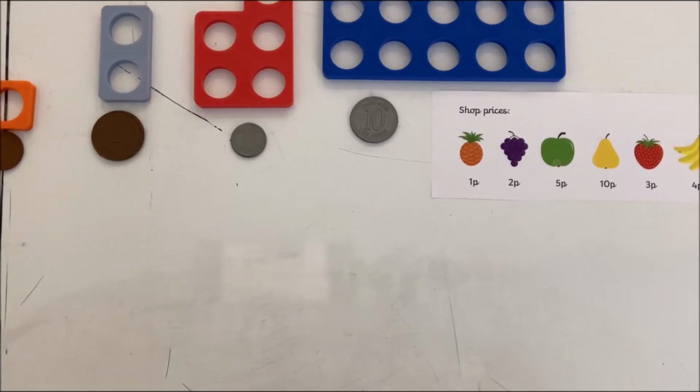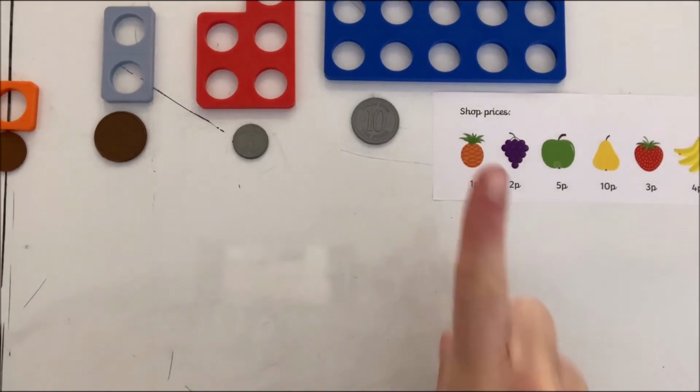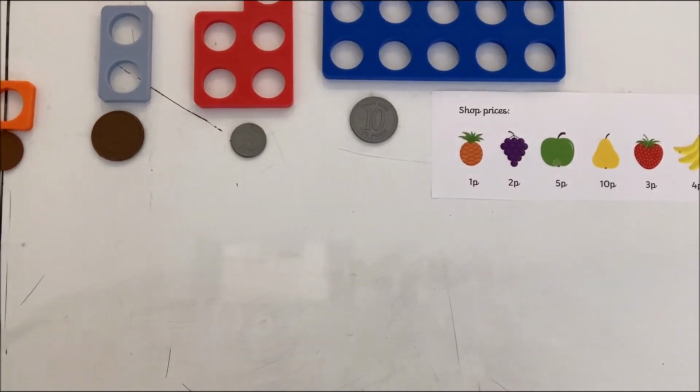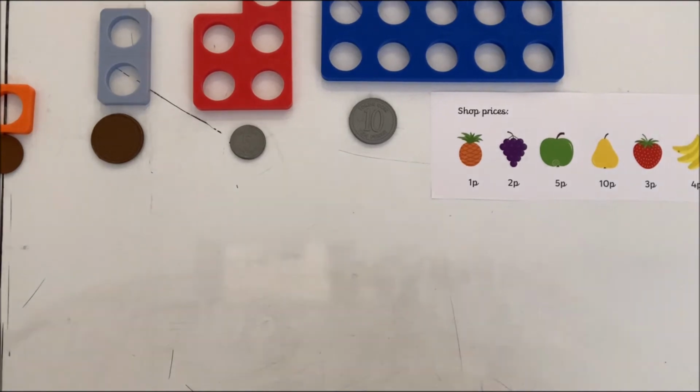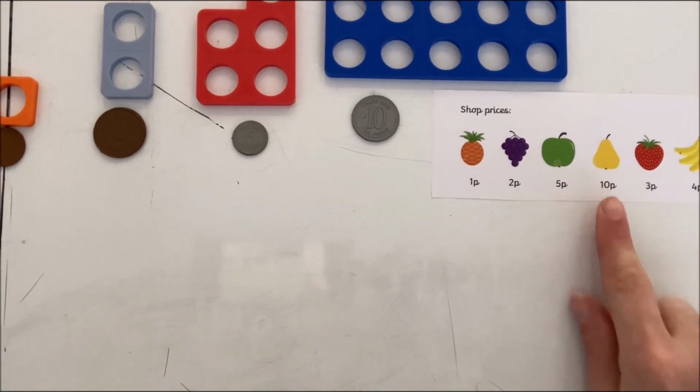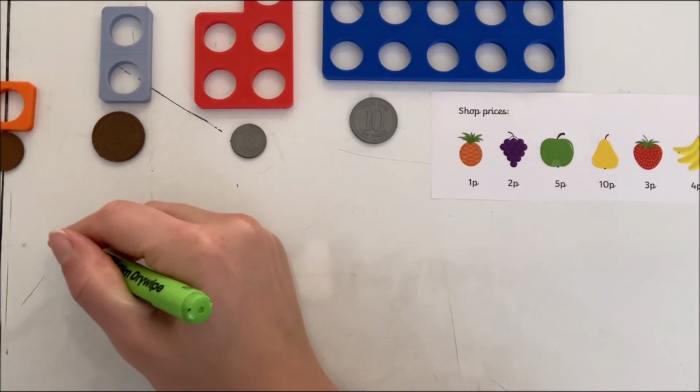On your worksheet today, you will notice I have a fruit shop. Mine on the screen may look a little different to yours. What you need to do is to pick a fruit to buy and then think of 3 or 4, if possible, different ways to make that amount. I've had a go at working out the pineapple for you on your sheet. Let's do one together. I'm going to buy a pear. A pear costs 10p. I'm going to write that down so I don't forget it.